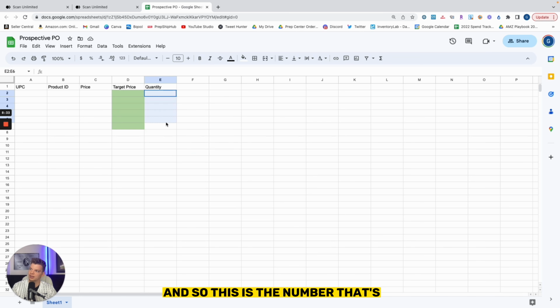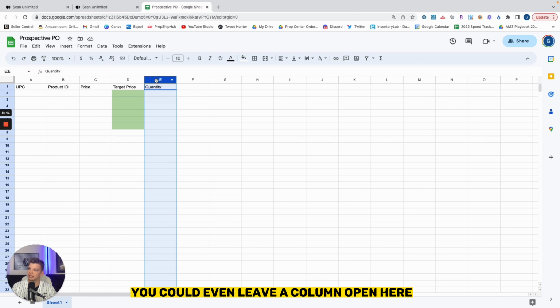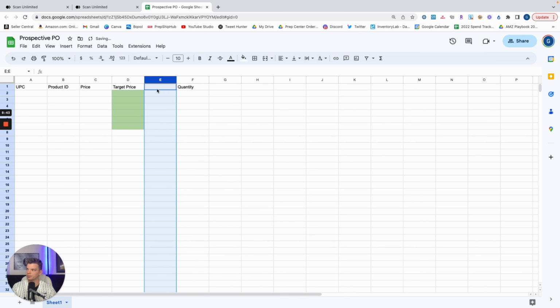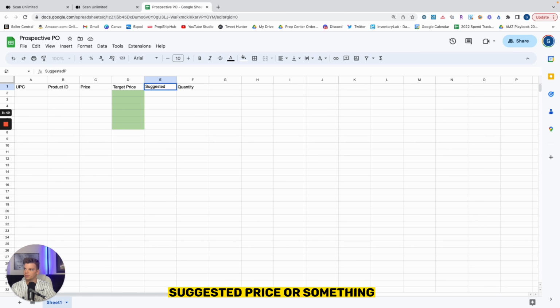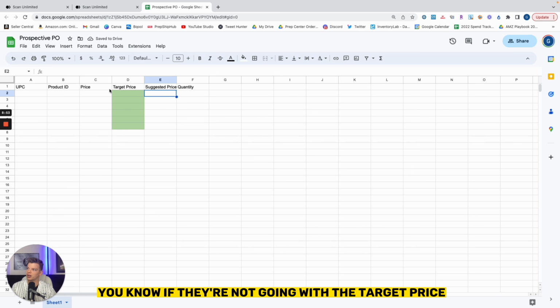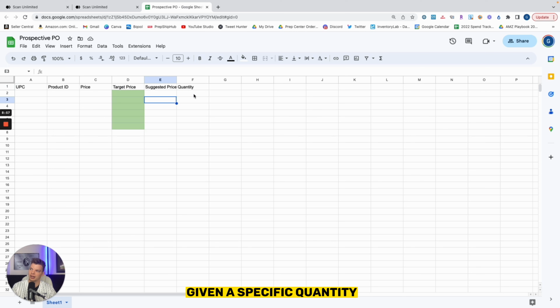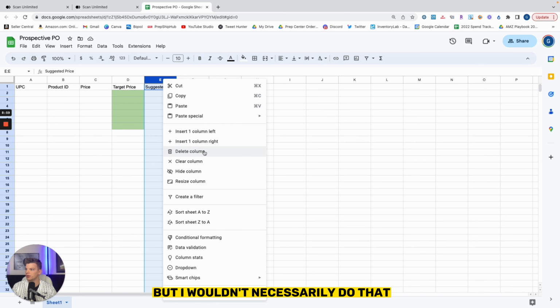And so this is the number. This is the column that's going to be left open, and we want them to fill it in inside the Excel. And this is the Excel that we're going to send them. You could even leave a column open here and call it something like suggested price for them to fill in, right? If they're not going with the target price, leave this as where they can enter a specific price given a specific quantity. But I wouldn't necessarily do that.